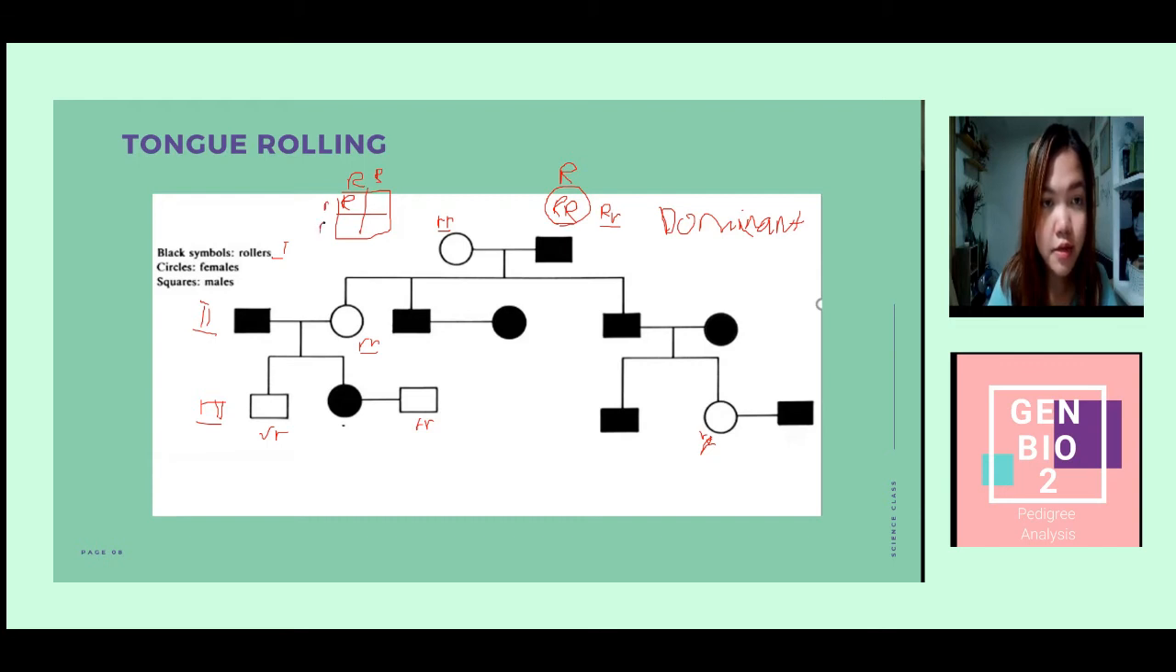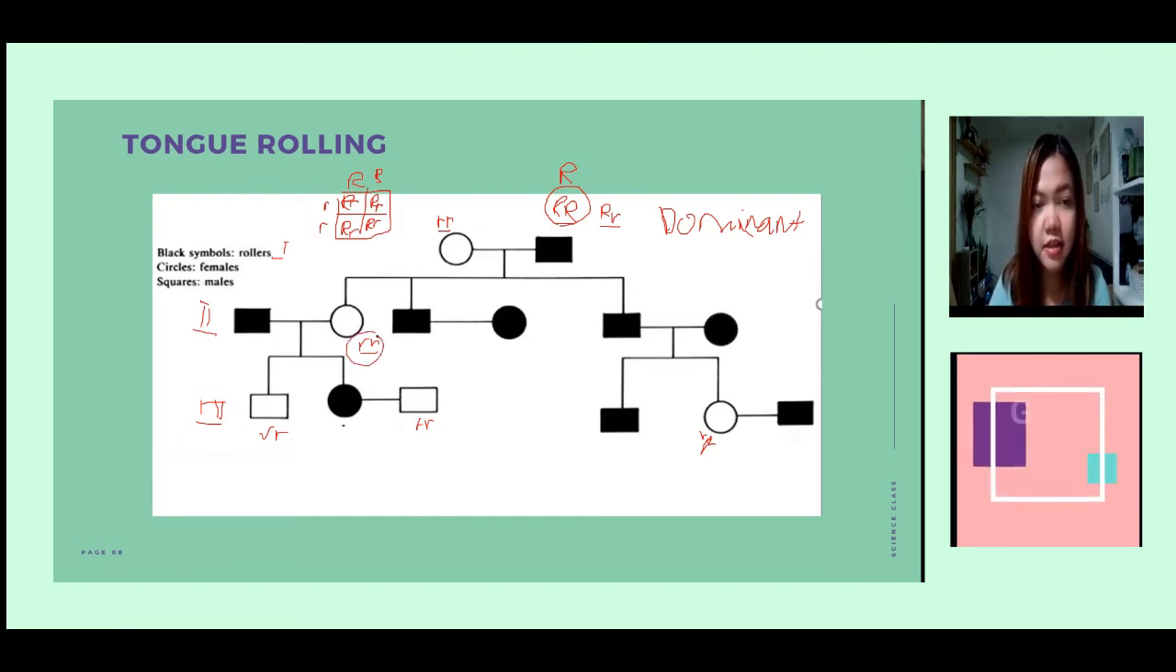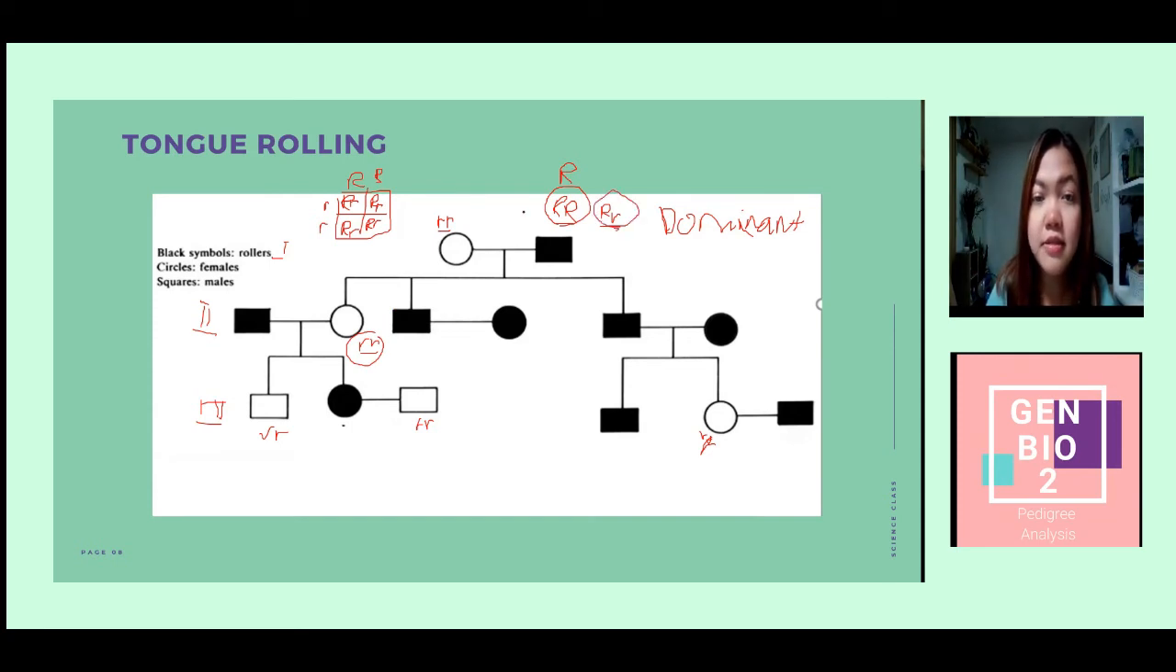Square mo yan, it will just give you heterozygous. So, dapat ang result is unaffected silang lahat. Pero meron pa ngang affected offspring. So, dapat is heterozygous siya. So, square mo yan.